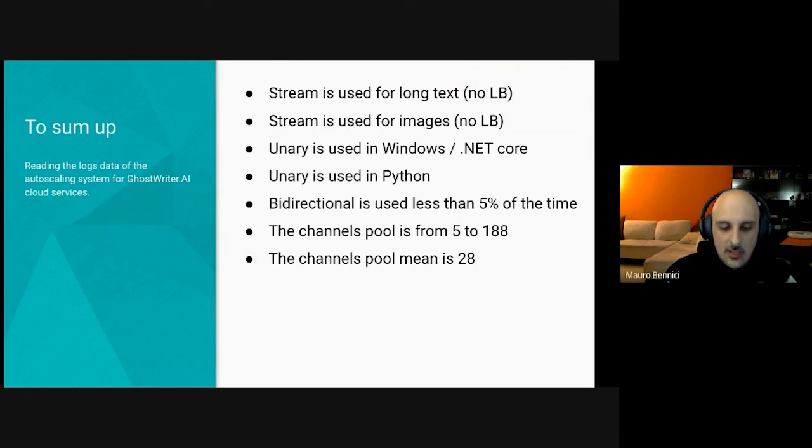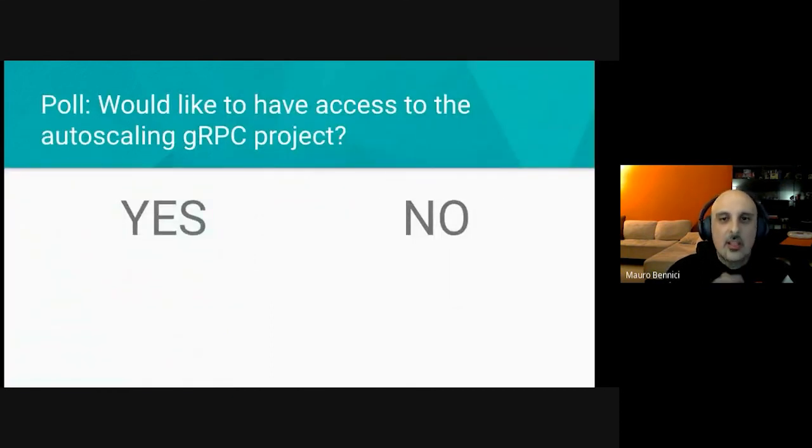Just to say on the last one, in this project we are working to release it on open source. And so I would ask you, if you think this is interesting to have on open source, you can use it or not.